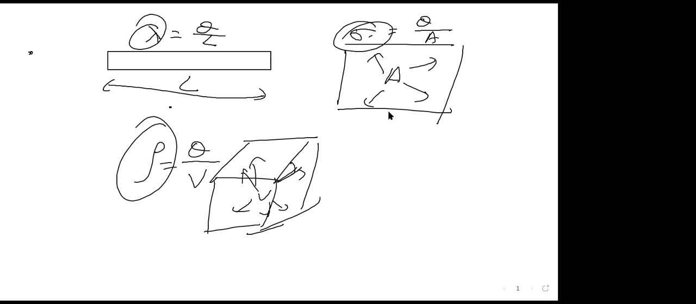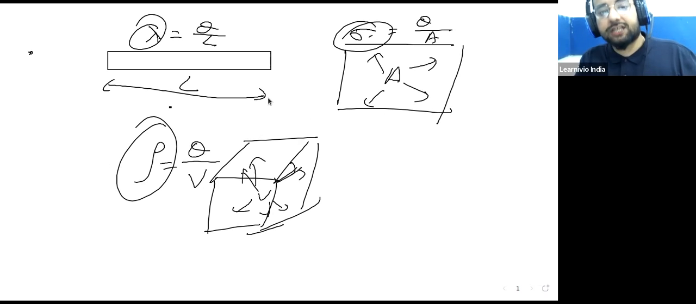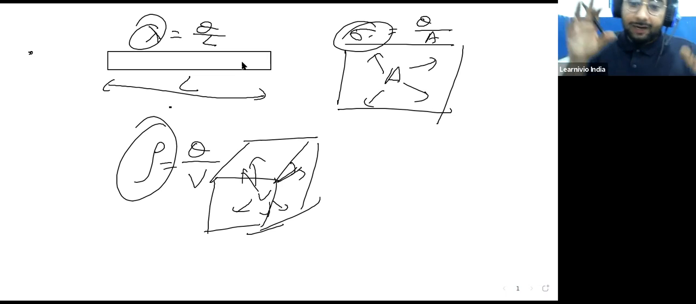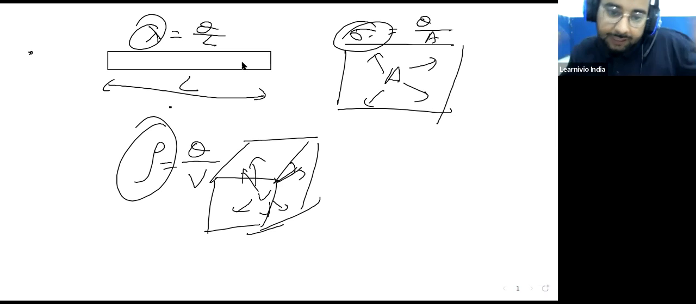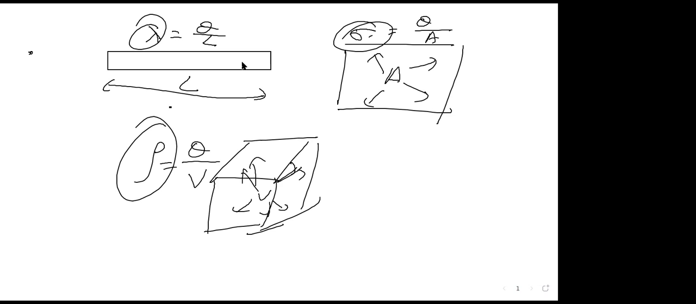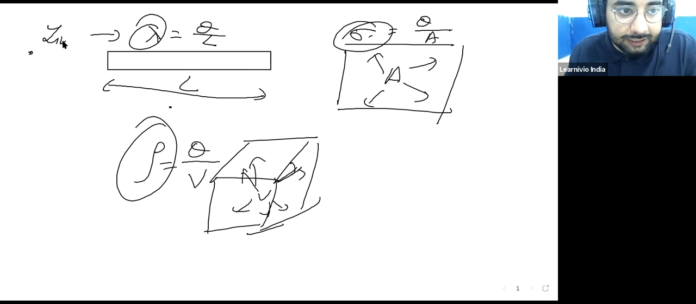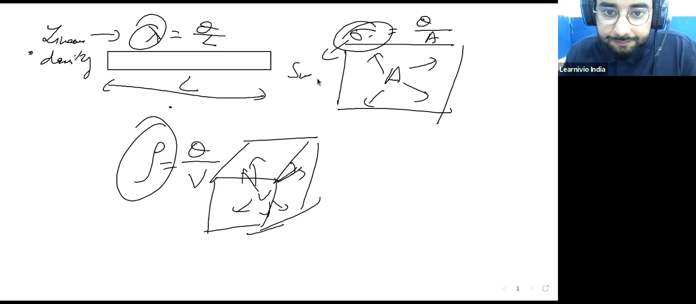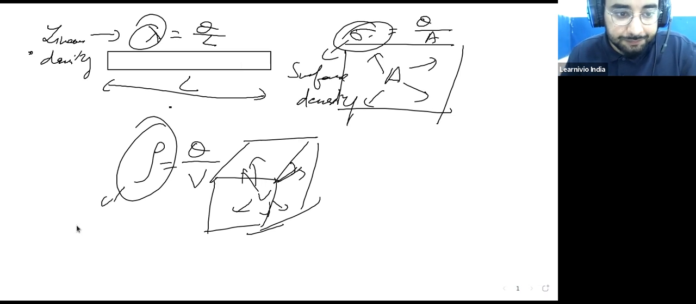Okay. And sir, what is Q in this formula? Q is the total charge on this whole object. So if it's a one-dimensional rod, the total charge on the rod is capital Q. Or if it's a sheet, the total charge on the sheet is capital Q. And if it's a volume, the total charge in the volume is capital Q. Okay, sir. And what about the sigma, lambda and all? So these are the densities. This is the linear density. This is the surface density. And this is the volume density.